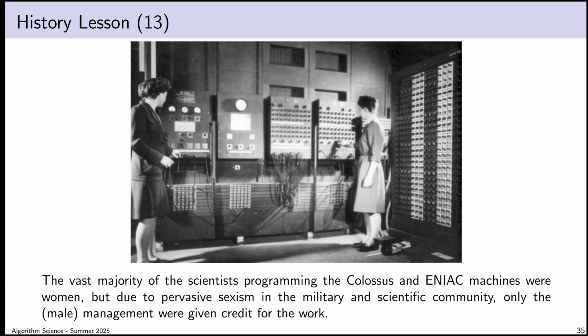So one thing we should observe, as we've been looking at these photos of old computers for the last few minutes, is that because of the way the wartime economy worked, the vast majority of the scientists programming the Colossus and ENIAC machines were women. And due to the pervasive sexism at the time, they weren't given any credit. And that actually persists to this day. And you know, I made a big deal about who should get credit for the name of an algorithm in the last lecture, so I'm not going to pass up the opportunity to make a big deal about this as well.